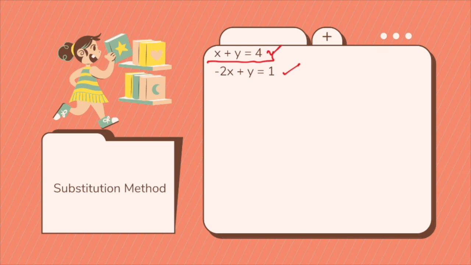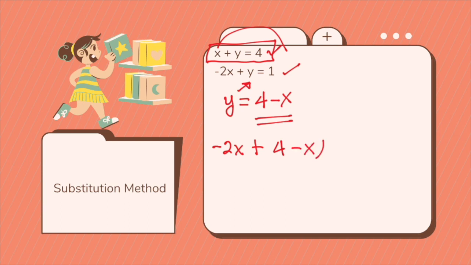Let's say, for example, we will use equation number 1. We will isolate y. So you will have y equals, transfer x to the other side, 4 minus x. Then you substitute this value to the y of the second equation. So that will be negative 2x plus 4 minus x, which is the y equivalent, equals 1. Then you group together like terms. So you have negative 2x minus x, that will be negative 3x, plus 4 equals 1.